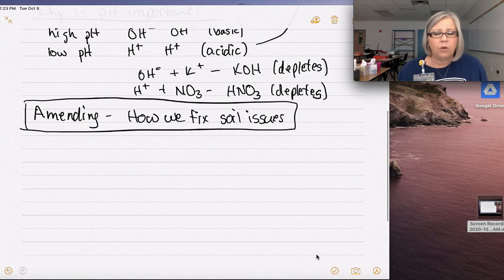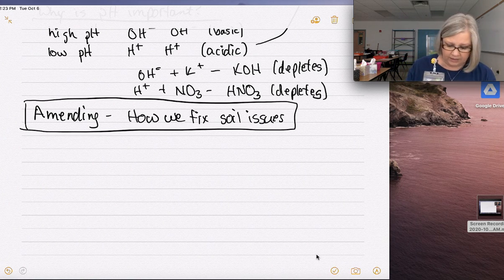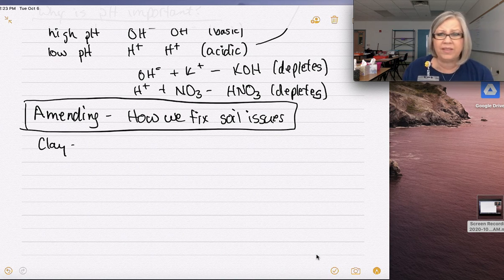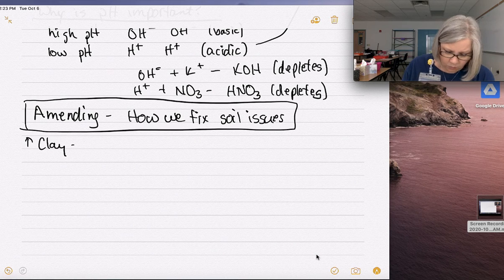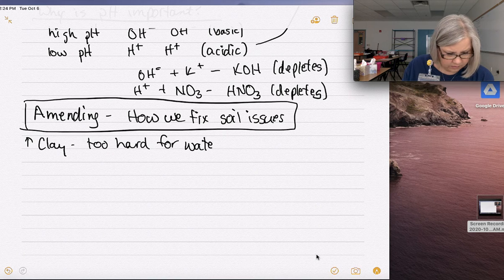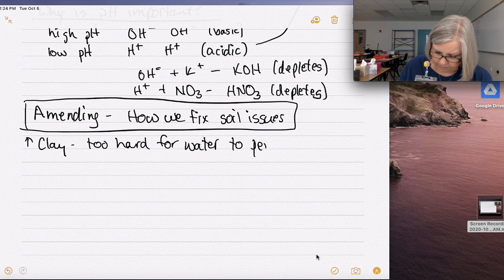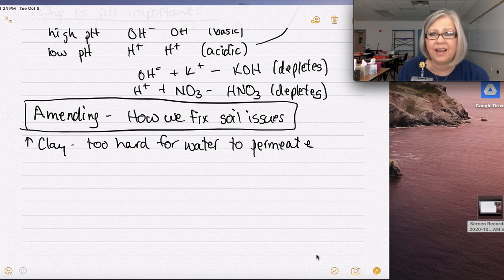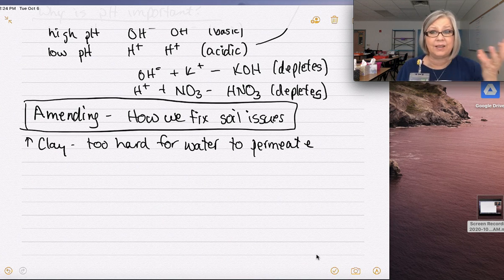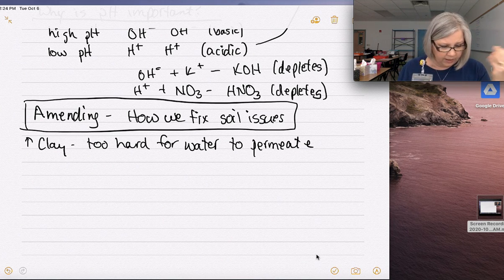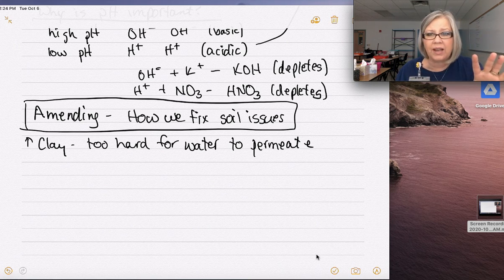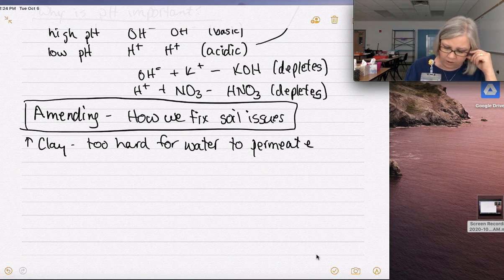So how do we do that? Well, let's say, for example, that you have a lot of clay in your soil. All right, what's wrong with that? High clay. Well, one of the problems with high clay is that it is too hard for water to permeate. Now it's good because it's holding in a lot of nutrients and it's holding in water, so the plant's going to have a longer time to hold on to it. But if we have too much clay, it's going to get hard, and then the plant roots can't get through. All right, so it's too hard for water to permeate and too hard for plant roots.